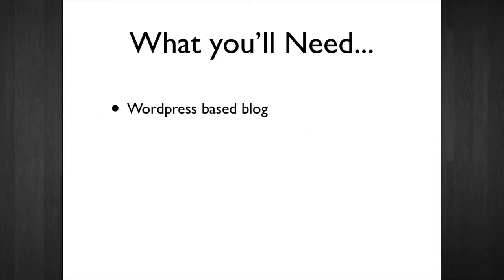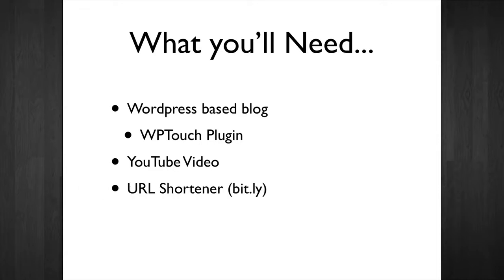So what you're going to need to be able to use this method is a WordPress-based blog. You're going to need a WPTouch plugin. That's a WordPress plugin you can get for free. They have a pro version, but you really just need the basic version to do what we're going to do in today's recipe. You'll need a YouTube video, so any video that you've uploaded to YouTube that you want to showcase. A URL shortener, I use Bitly, and then FixYourFunnel SMS.